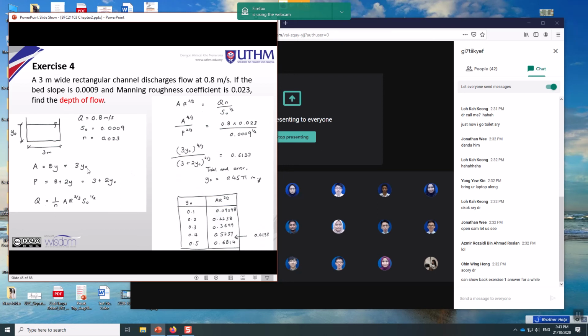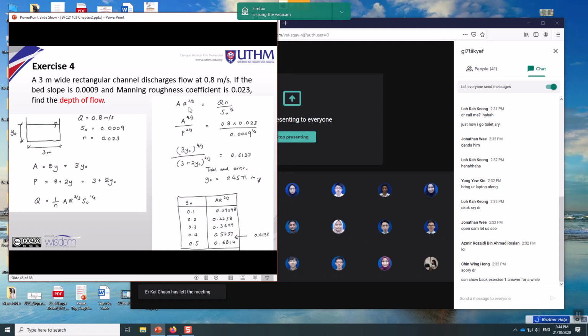But you do know that the symbol for your uniform depth is Y naught. I don't mind if you just use Y, it doesn't matter. But for subsequent chapters 3 and 4, I think it is easier if you use Y naught. So your flow area is 3 times Y naught. And then your wetted perimeter is B plus 2Y. You know B is 3 meter, right? So substitute all the known values. So you have P equals 3 plus 2Y. Then substitute this into your Manning resistance flow equation, right?